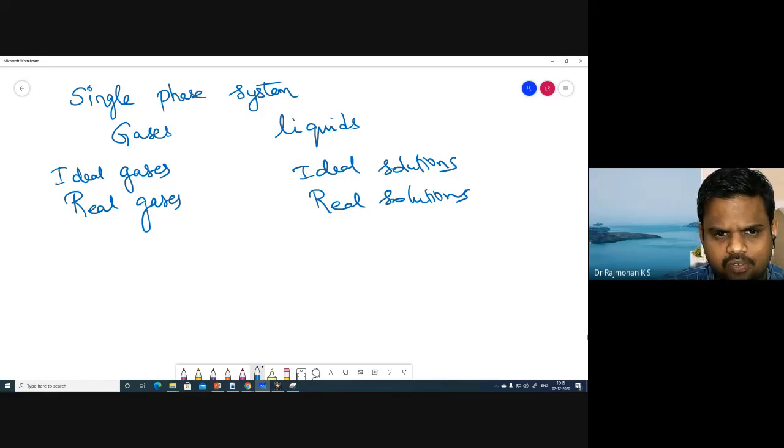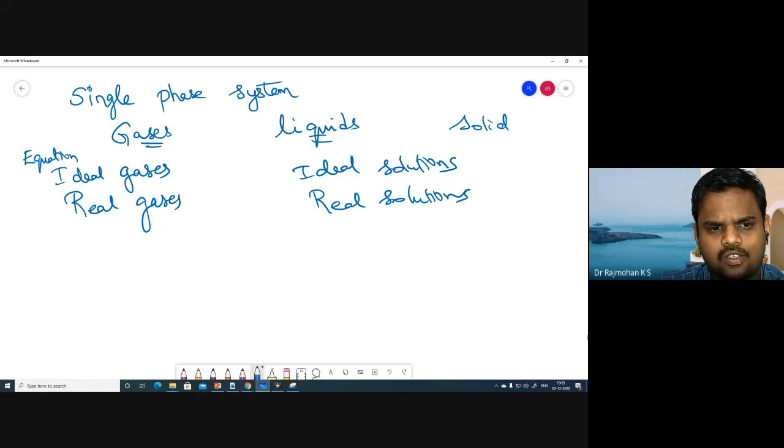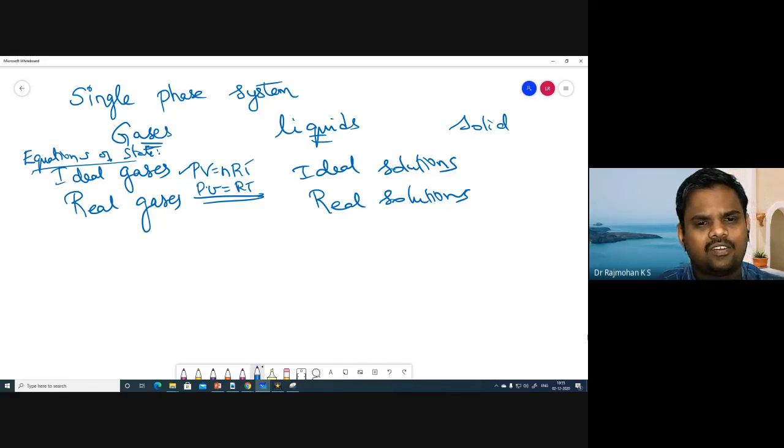If you look at single phase systems, whether gas phase, liquid phase or solid phase, there are some governing equations. For gases, we have equations of state, and the well-known equation of state is the ideal gas law, which says PV equals nRT, or for n equal to 1 mole, or when V is divided by n, PV equals RT. In the previous module we discussed the assumptions made in the ideal gas law. The gases which obey the ideal gas law are called ideal gases.